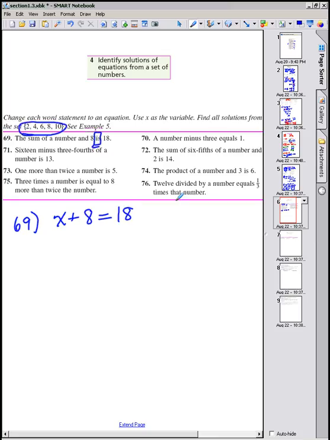Now at this point, we're not talking about how to go through and solve it, but just to determine if there are any solutions to this equation from the numbers 2, 4, 6, 8, or 10. So if we plug in 2, 2 plus 8 is 10, which is not 18. If we plug in 4, 4 plus 8 is 12, which is not 18. If we plug in 6, 6 plus 8 is 14, which is not 18. If we plug in 8, 8 plus 8 is 16, not 18. If we plug in 10, 10 plus 8 is 18, so that makes that true. So the only solution from that set is that x equals 10 is a solution to that equation.